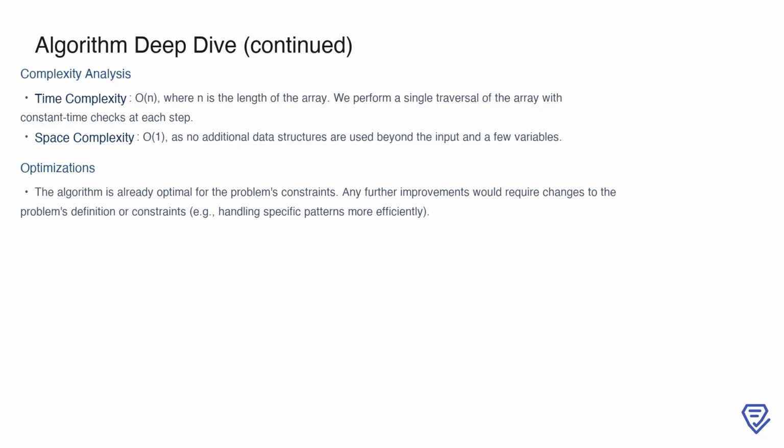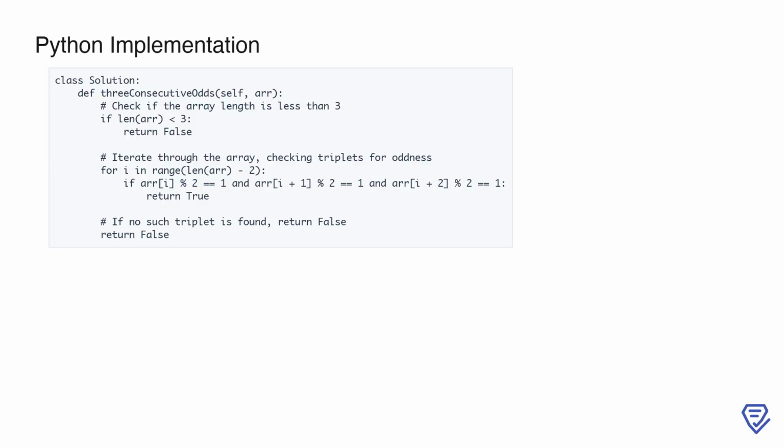Further optimizations would require modifying the problem's definition or constraints, such as targeting specific patterns of numbers. Overall, this approach balances simplicity and efficiency, making it well suited for this task. The provided solution solves the problem of determining whether there are 3 consecutive odd numbers in the given array.